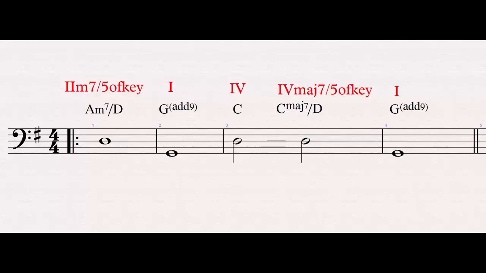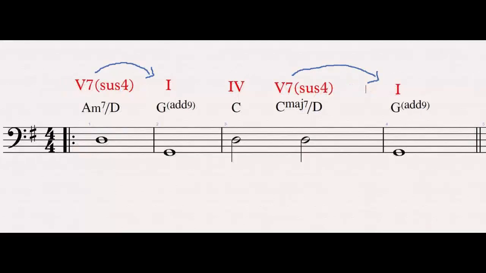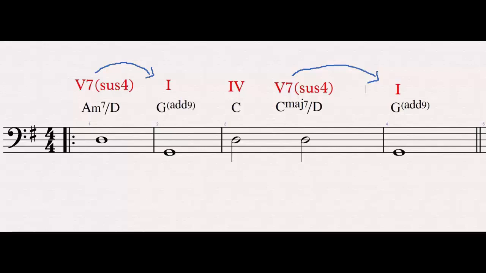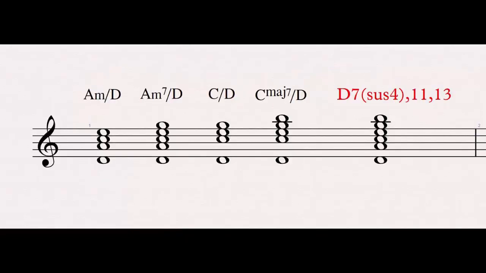2 minor 7 over 5 of the key and 4 major 7 over 5 of the key are both subtle versions of 5/7 suspended 4 chords and should be analysed as such. The 2 minor 7 over 5 of the key and the 4 major 7 over 5 of the key can be seen as chord structures derived from the extended structure of the 5/7 sus4. Okay, so now you know what a suspended 4 chord is.